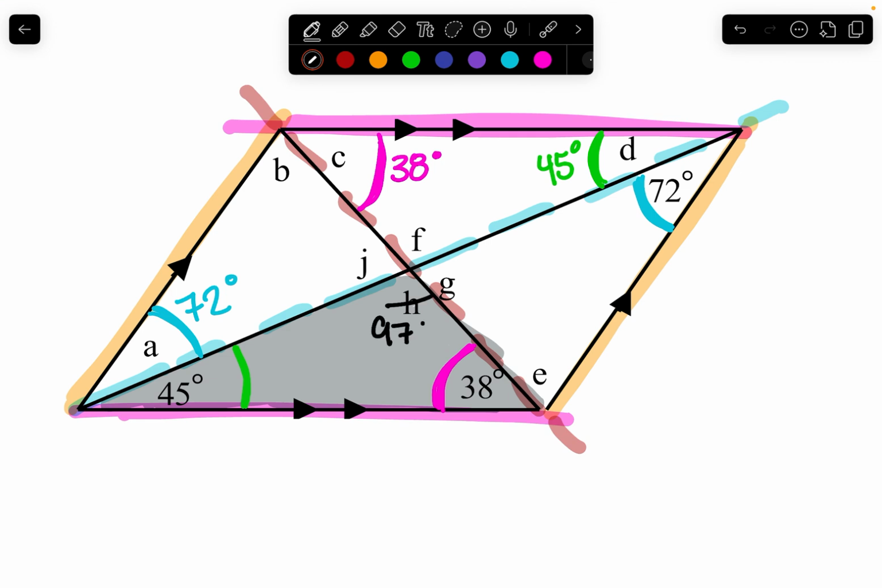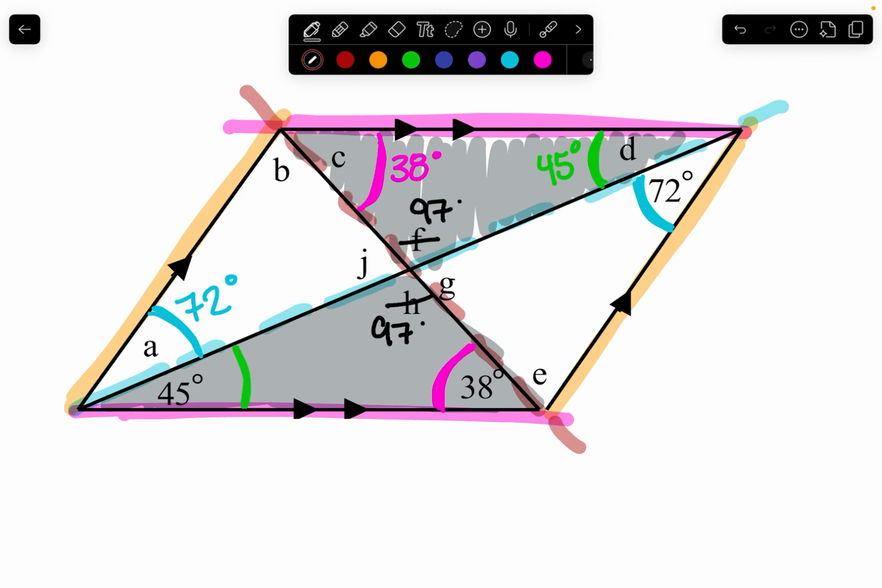I can also make angle F 97 degrees because those angles, F and H, are considered vertical, and vertical angles are going to be congruent. And if you look at the triangle at the top of your paper, it also has an angle of 45 and 38, okay? So these two triangles here are congruent triangles, okay?